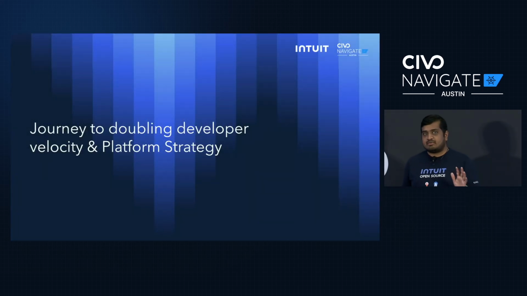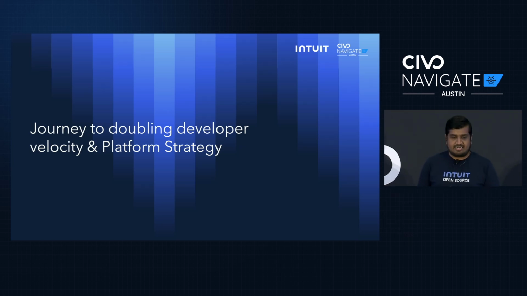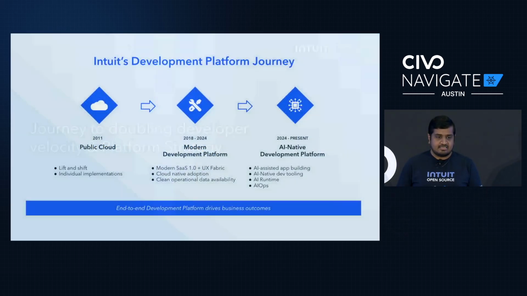Let me talk a little bit about our journey getting here and what our platform strategy is. Intuit is a 40-year-old company, and because of the age, we have acquired a lot of debt, and things keep changing. Blockchain happened, cloud happened, and now AI is happening.